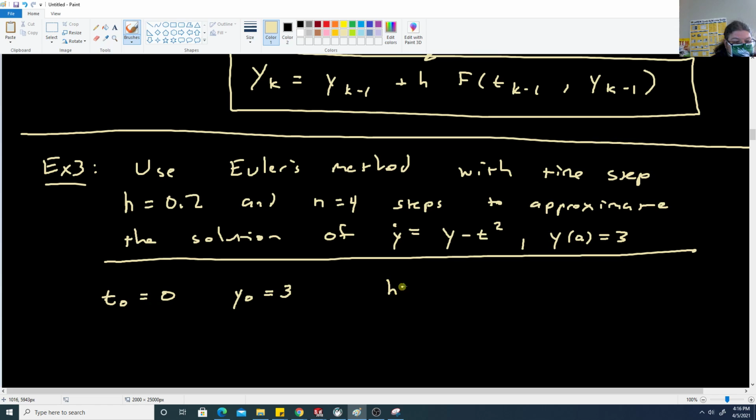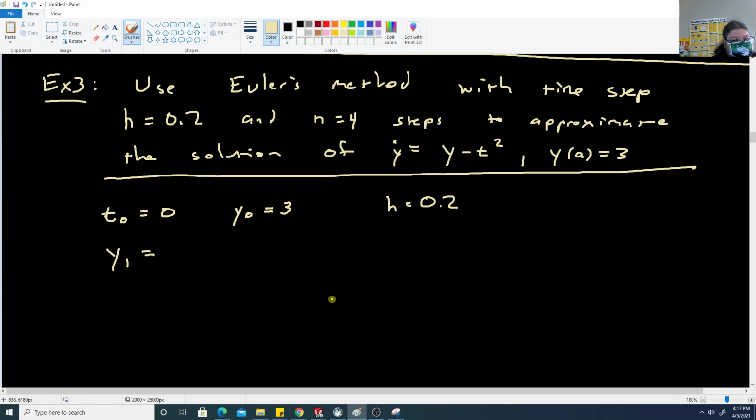Since h is 0.2, we're going to be using a time step of 0.2. So we want to figure out what is y1, which is going to be the y value after our first step. So we're starting here at x value 0, y value 3. And we're going to take a step that's, say 1 is out here. And we have 1, 2, 3, I guess I need an extra tick mark, 4, 5.